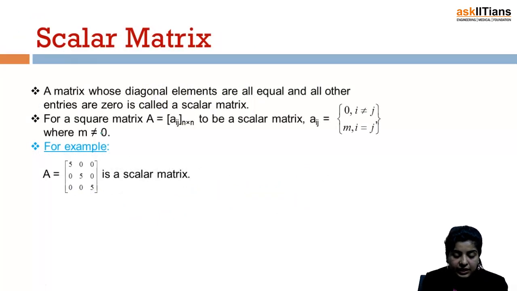Next we have a scalar matrix. A matrix whose diagonal elements are all equal and all other entries are 0 is a scalar matrix. Mathematically we can say a matrix for which aij is 0 for every i not equal to j and k for every i equal to j, where k is non-zero. It simply means that all the non-diagonal elements should be zeros, while the diagonal elements can be any scalar k, but that scalar k must be non-zero. And all the diagonal entries need to be the same, only then will you term that matrix a scalar matrix.